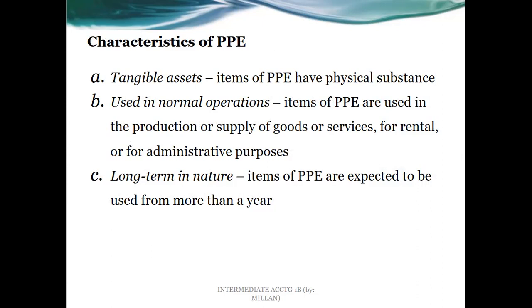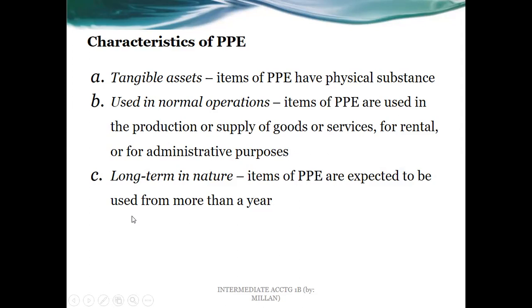So operations of the business normally would involve the production, the delivery, which is of course part of our sales, and then administrative purposes or activities of the business, like the other functional departments doing their functions other than the production department and the sales or marketing department. So they're used in the production or supply of goods or services. That's production and sales. Rental, it's possible that we are going to organize a business for rent, or it's just incidental, meaning another source of income, and that is for rent and for administrative purposes.